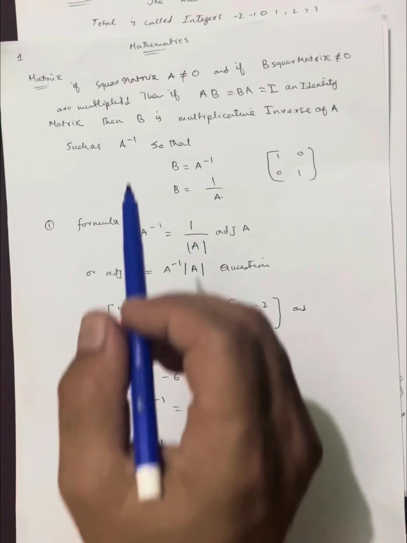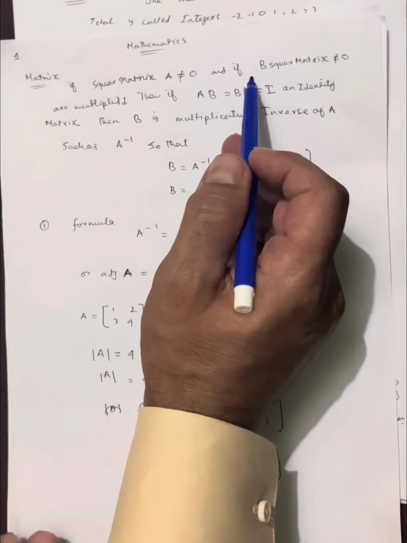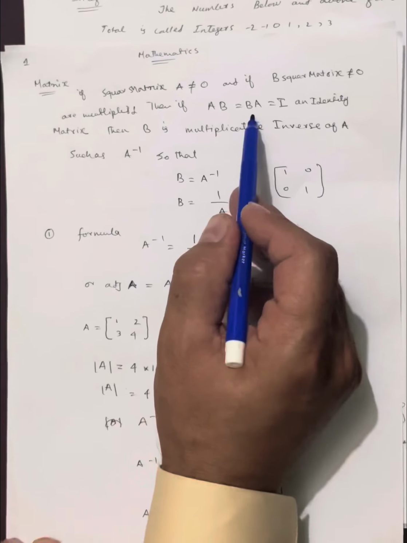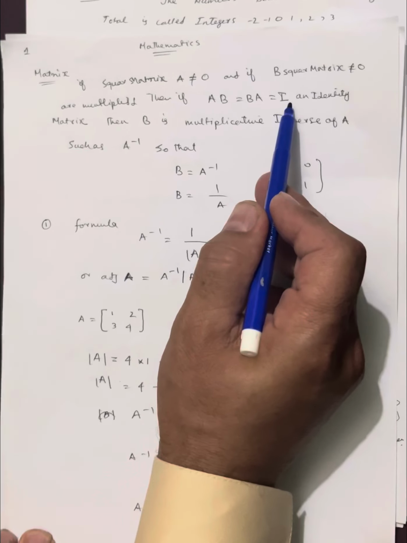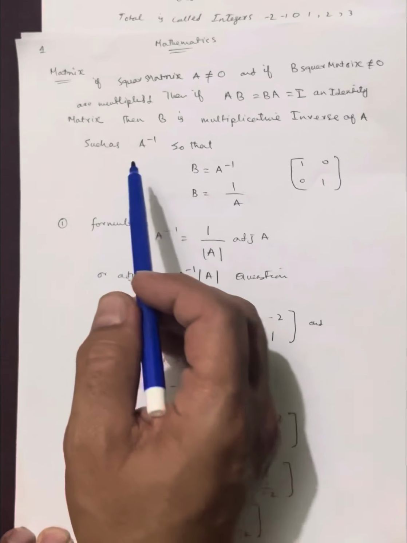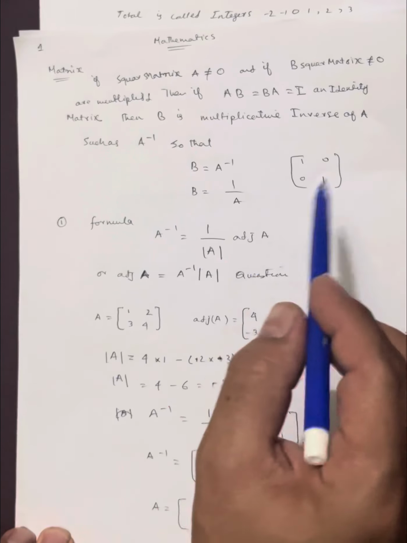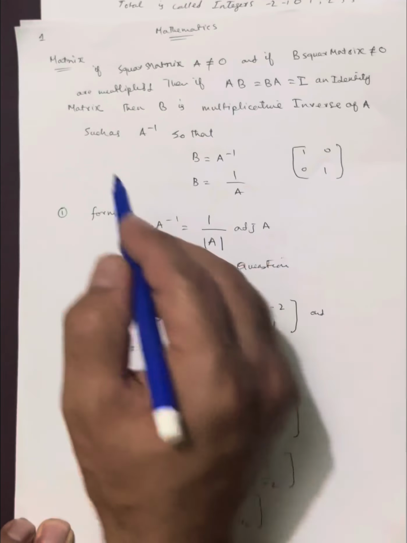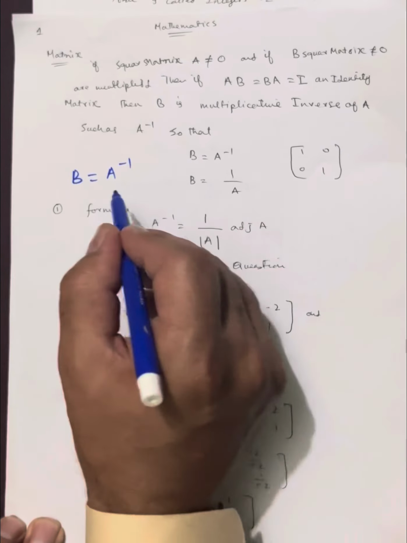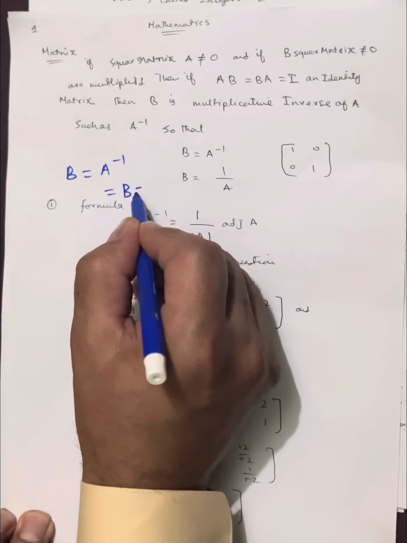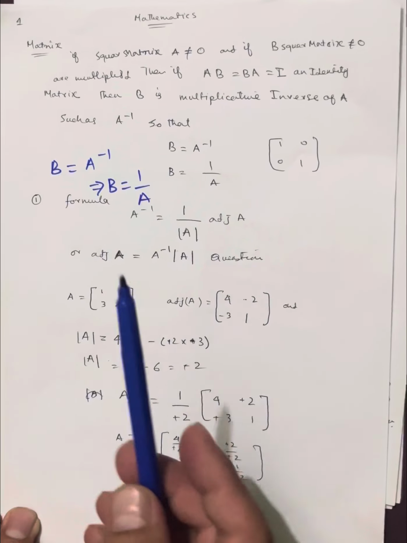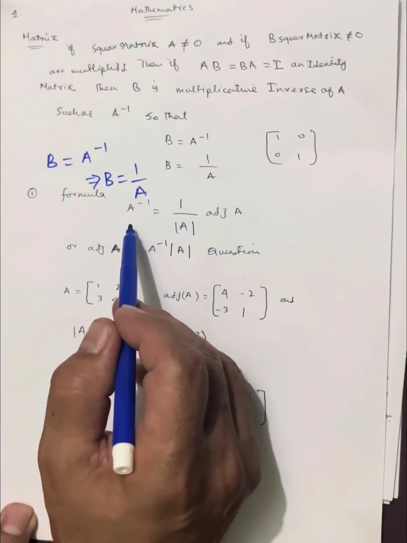If the square matrix A is not equal to 0, and a matrix B is not equal to 0, and multiplied, then AB is equal to BA is equal to I, the identity matrix. Then B is A inverse. A inverse means, like in mathematics, you can write B is equal to 1 by A. This is a simple equation.